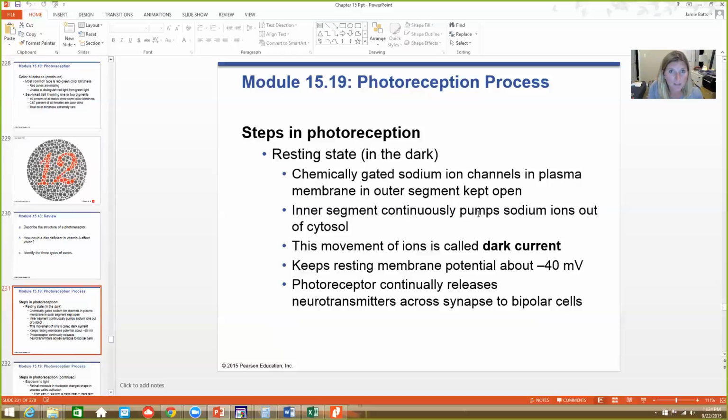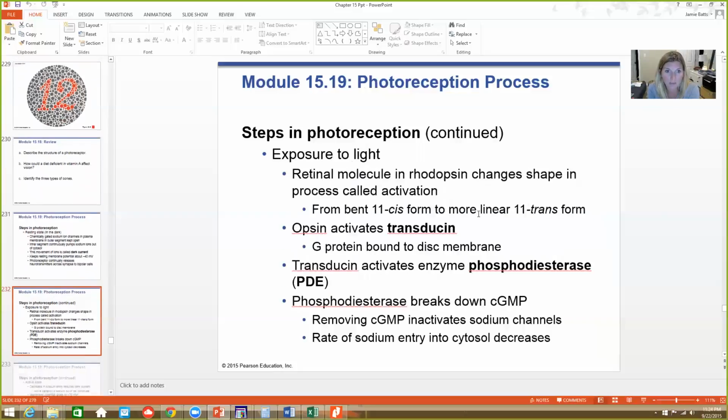This is keeping the resting membrane potential around -40. Remember, every type of cell has a different resting membrane potential. Muscles and neurons were -70. Our photoreceptors are -40. The photoreceptors are continually releasing neurotransmitters across the synapse to bipolar cells. So that's just something that they're constantly doing.